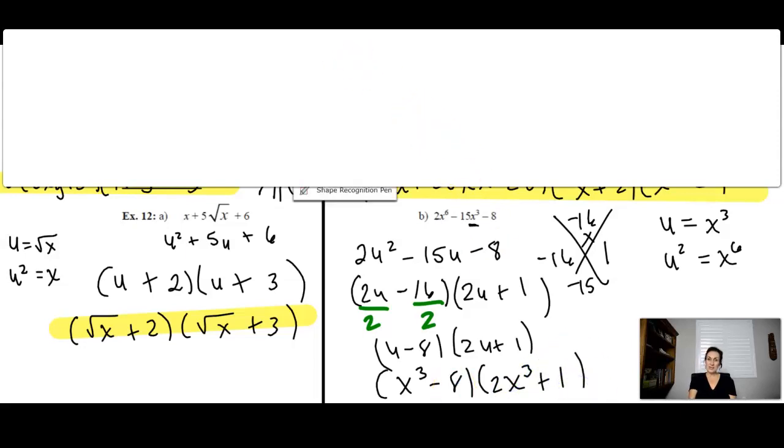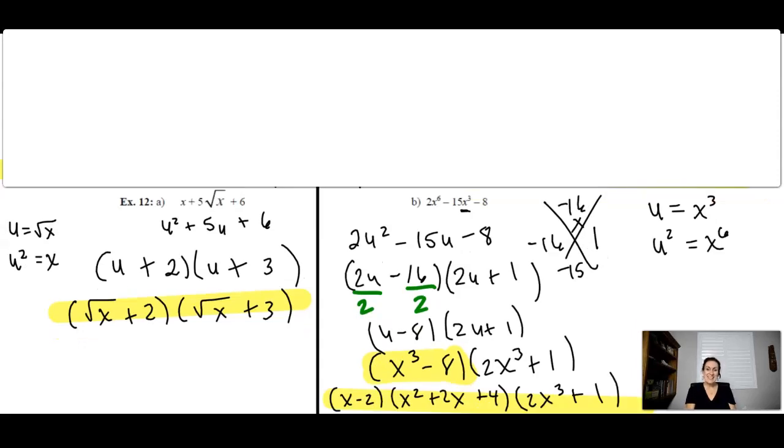Do you guys notice that this is a difference of cubes? So see if you can factor the difference of cubes for the final answer, SOAP. Answer, and that is it.